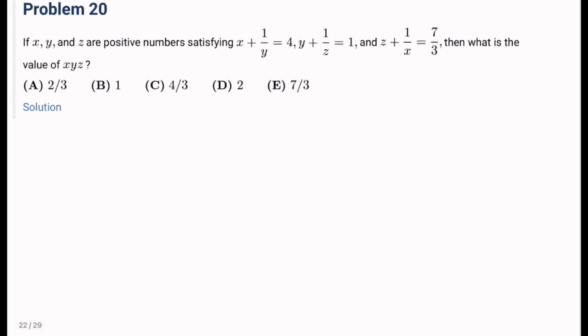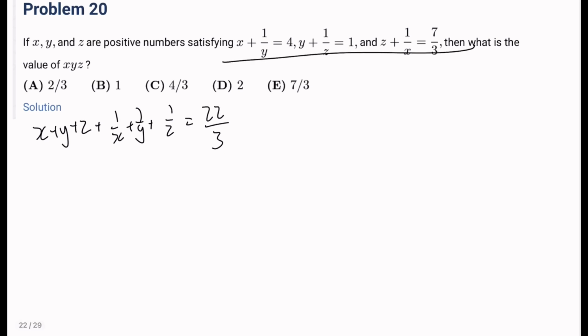Number 20. If x, y, and z are positive numbers satisfying these three equations, then what is the value of xyz? Okay, so first of all, let's try to add these up together. Then x plus y plus z plus 1 over x plus 1 over y plus 1 over z would equal 4 plus 1 plus 7 over 3, and that would be 22 over 3.